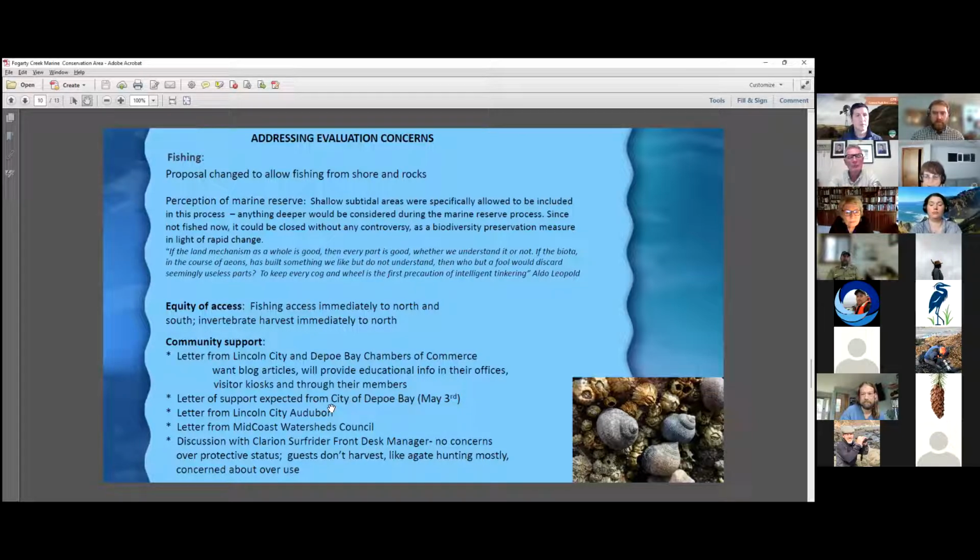I have a letter from Lincoln City Audubon and I have that prior letter from the Midcoast Watersheds Council. I don't have a letter, but I had a long discussion with the Clarion Surfrider front desk manager. That's the hotel that sits on top of the bluff right next to Fogarty Creek. She was not concerned. In fact, she was pleased, because she wants that area to be used sustainably for current and future visitors, and she was concerned about overuse. She said most of her guests go there and they like the agate hunting, picnicking, playing on the beach. She doesn't see guests that harvest.